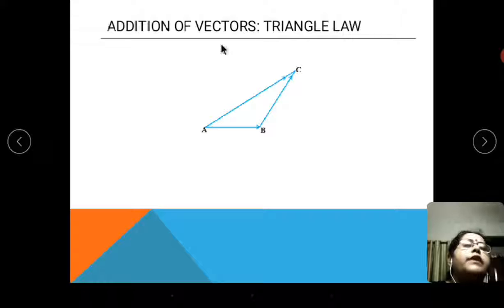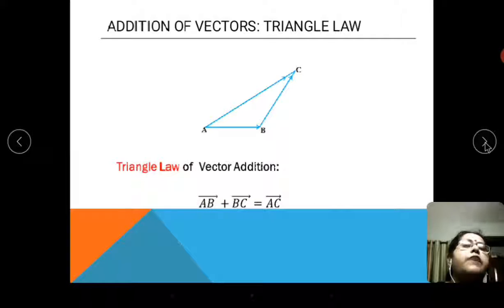So now we can say that if we go along AB and BC, the sum of this is equal to if we would have gone along A to C. So this is nothing but the triangle law of vector addition, and so what it tells is that AB plus BC is equal to AC. That means the third side is giving the sum of the other two sides when these sides are represented as vectors.